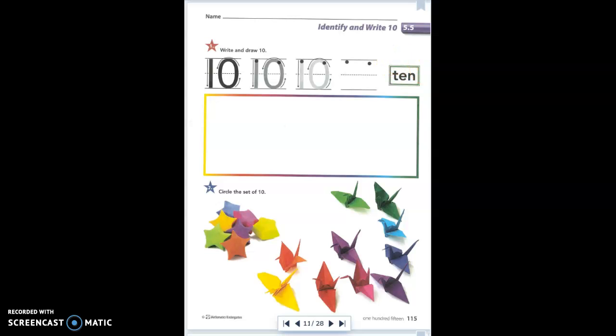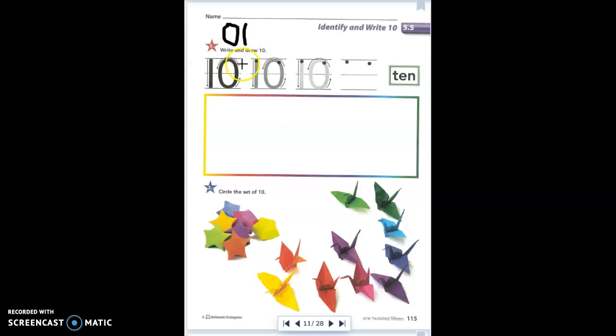Please take out lesson 5.5, identify and write 10. So today we are working on our first two-digit number. When you look at 10, you notice it has a 1 followed by a 0. A lot of times I'll see this.